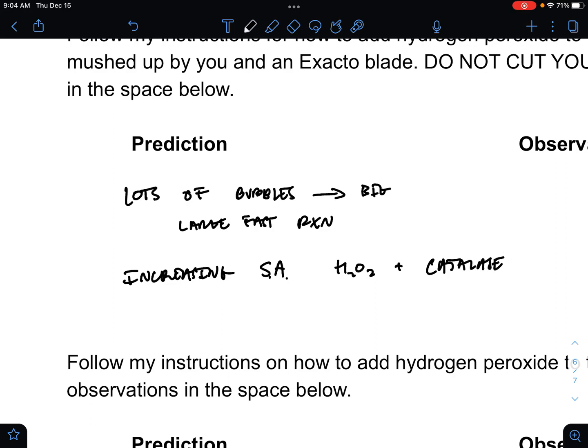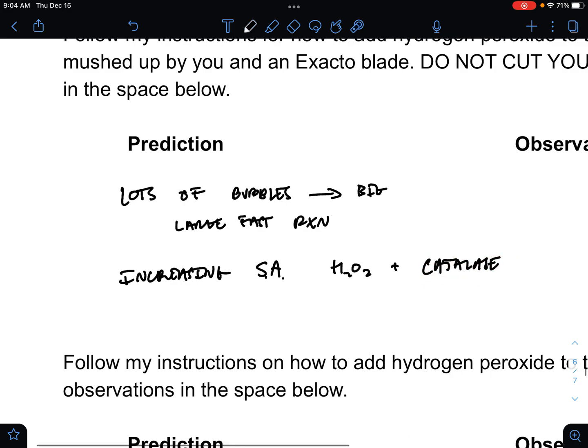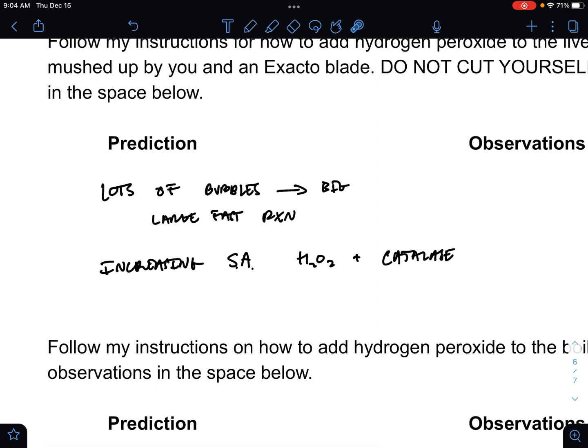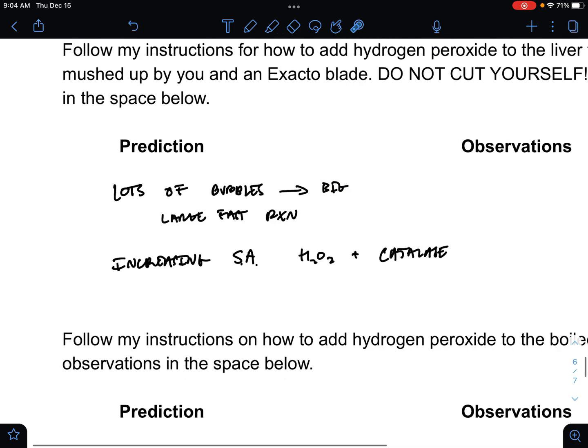so the number of places where hydrogen peroxide is now touching molecules of catalase is more. So basically, the hydrogen peroxide can be decomposed by the catalase faster because there's more enzyme at the surface. So this reaction happens really quickly, and you see lots of giant bubbles.